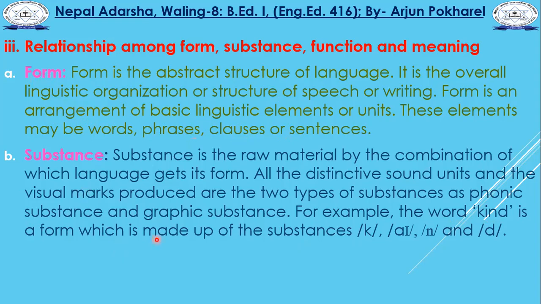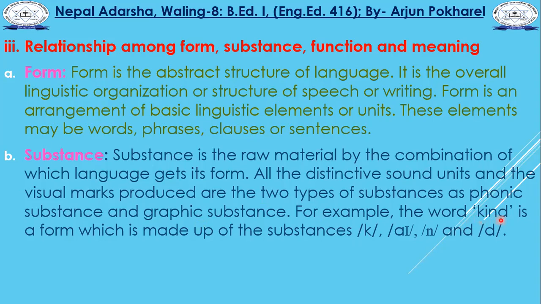And this form is made up of substances. What are the substances of this form? The sounds k, ai, n, and d, kind. They are phonic substances. What are the graphic substances of kind? K, I, N, and D. There are four graphic substances there.